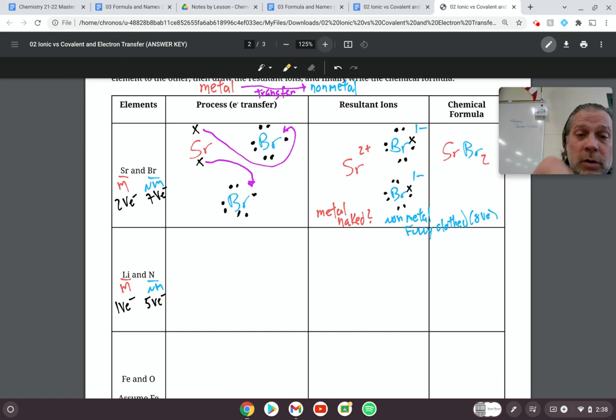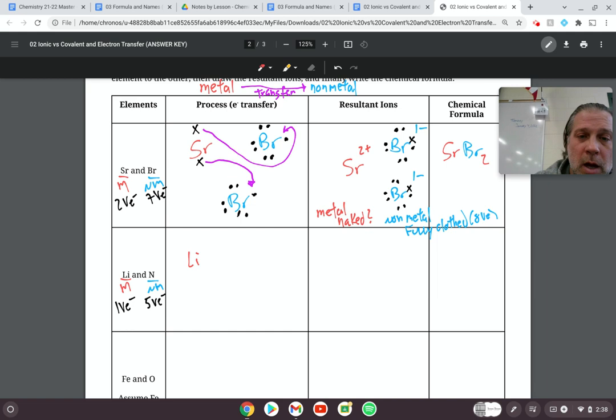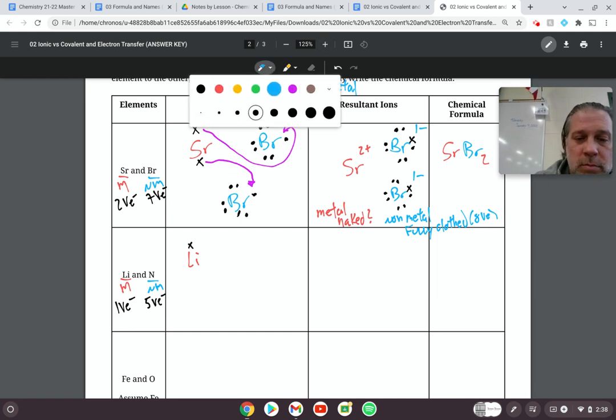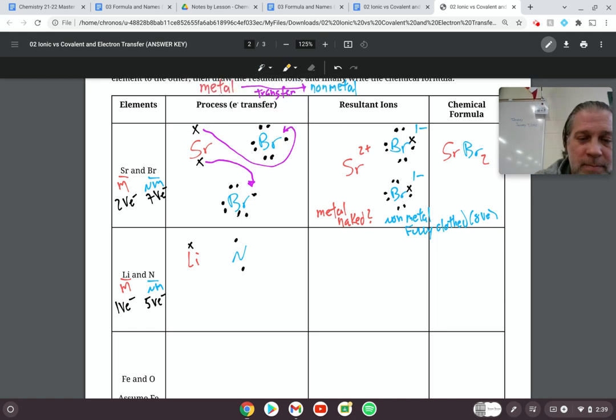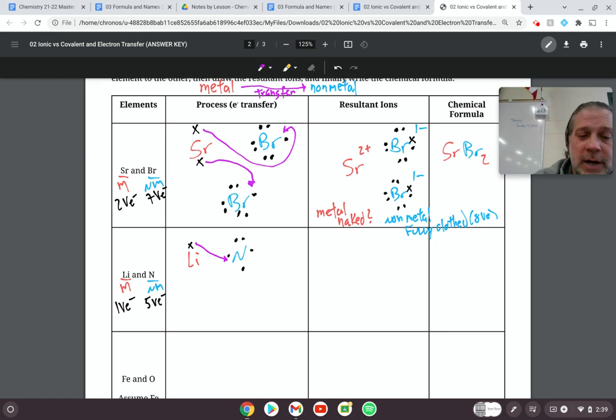So I'm going to start with 1 lithium, and its 1 valence electron. And I'm going to start with 1 nitrogen, and its 5 valence electrons: top, bottom, left, right, and then I'm going to double up on the top. I'm going to show transfer of electrons. So I'm going to transfer 1 electron to nitrogen.